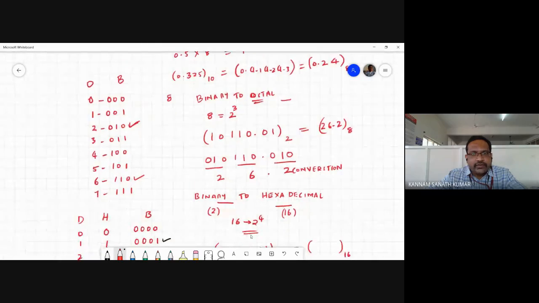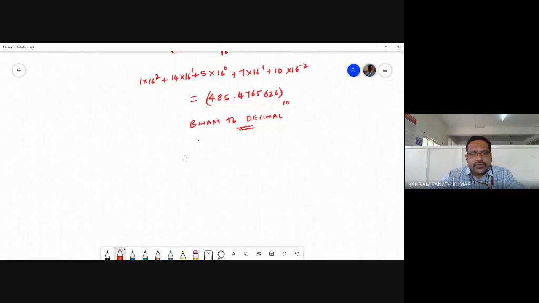Okay, decimal to binary I told. Okay, so let us consider one binary number 1101.01 to the base 2. You need to convert it into decimal. So this is having the base 2.